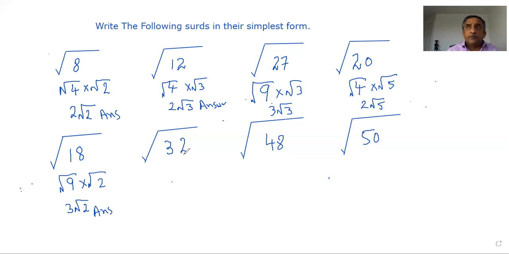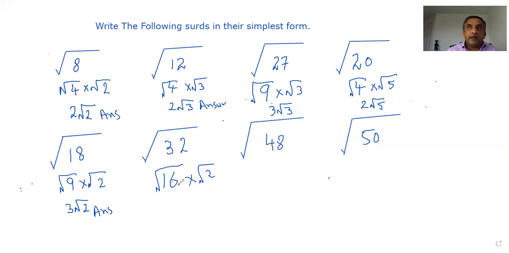Next one is 32. Obviously there are various timetables which go into 32, but we have to look for the biggest timetable which goes into 32, and if it is possible, find the square root of that number as well. So we know that 16 times 2, square root 16 times 2. When you multiply them, you get back 32. So we can split it like this.